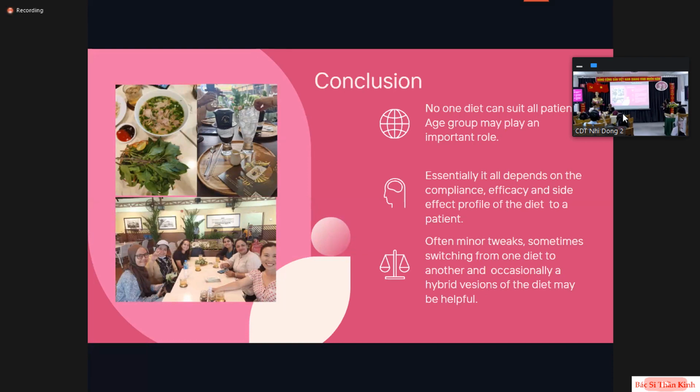that there's no one diet that suits all patients. I think age group may be a pivotal point in choosing your diet. Essentially, I think it all depends on the compliance, the efficacy, and the side effect profile of the diet to a patient. And often minor tweaks, sometimes switching from one diet to another. And occasionally a hybrid. Sometimes we do that. A hybrid meaning, a classical plus an MCT version of the diet may be helpful.